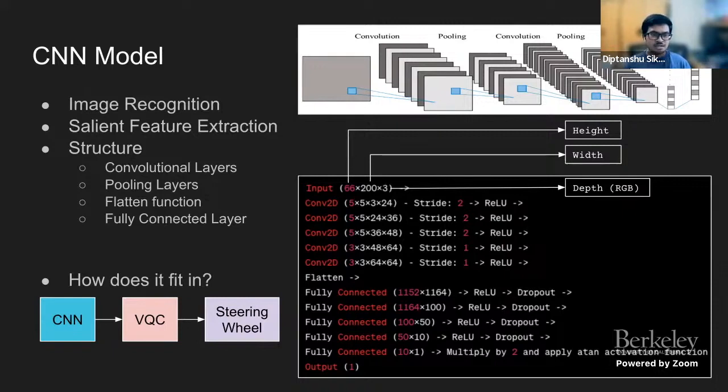And how does the CNN fit in? Well, the CNN is the first step before the VQC, right? Because we have to take in the image as an input, do the convolution, and then pass the parameters to the VQC, where we'll do the training between the classical quantum hybrid architecture, which will then predict the steering wheel.